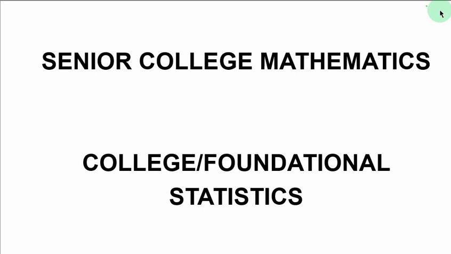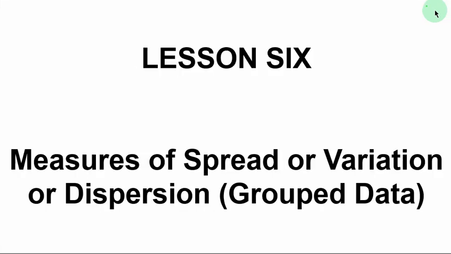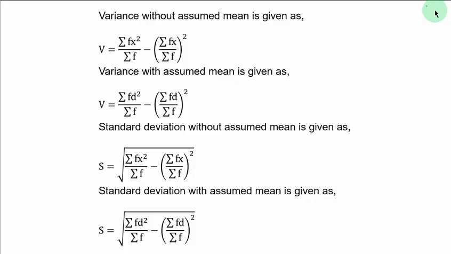In this series of teachings, we have college foundational statistics. Lesson 6, measures of spread or variation or dispersion for grouped data. In this group, we want to review mean deviation, variance, and standard deviation for grouped data.